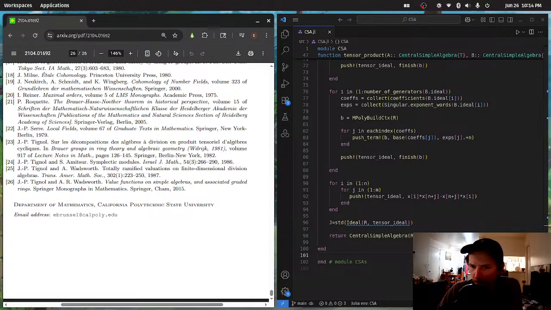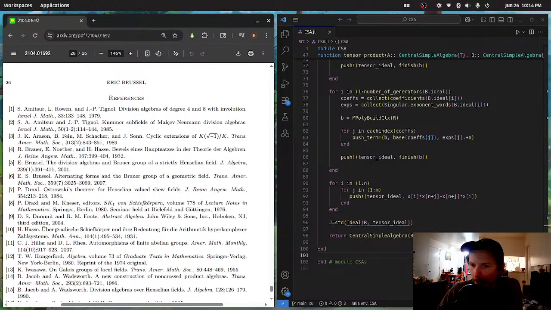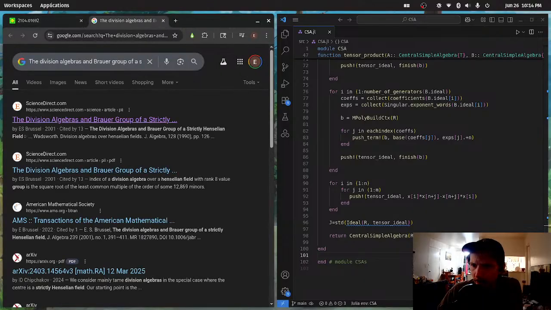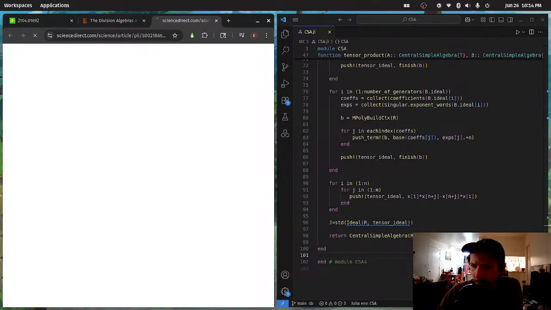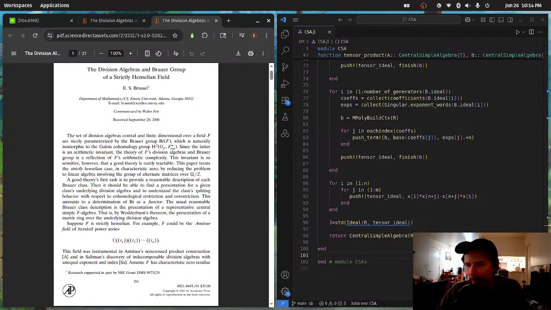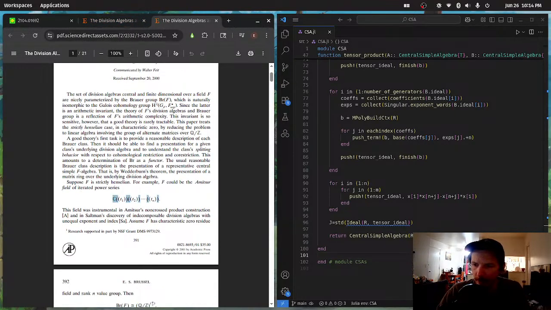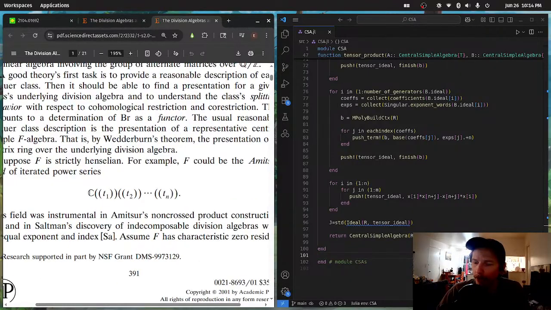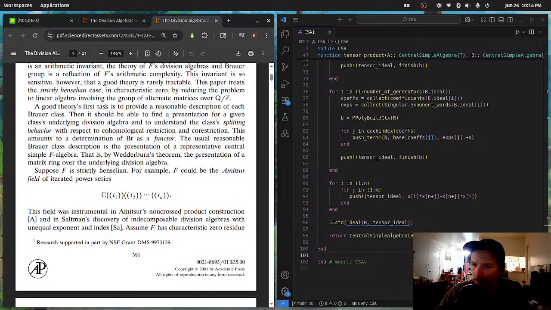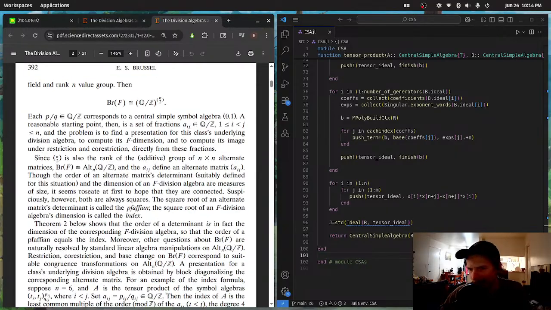Actually, 26 is his paper, probably. No? Oh, no, it's not. This is the one that I was thinking of. But it's relatively similar. Well, this one is older. So this one does the complex numbers with these variables, this iterated Laurent series field extension. And it's relatively similar. So there's an isomorphism from the Brauer group to this space of alternating matrices.